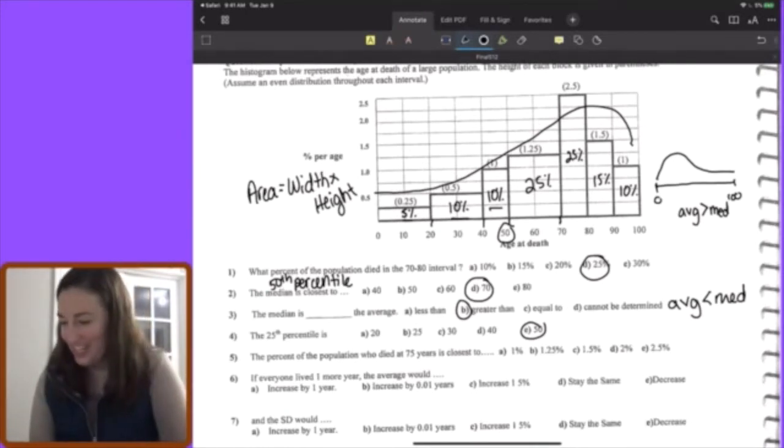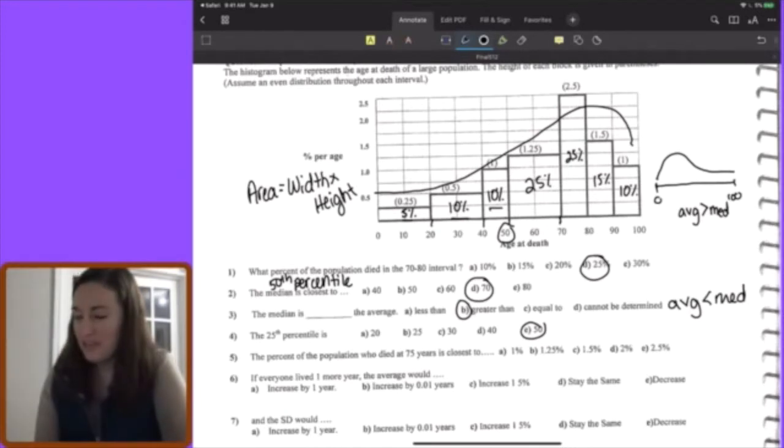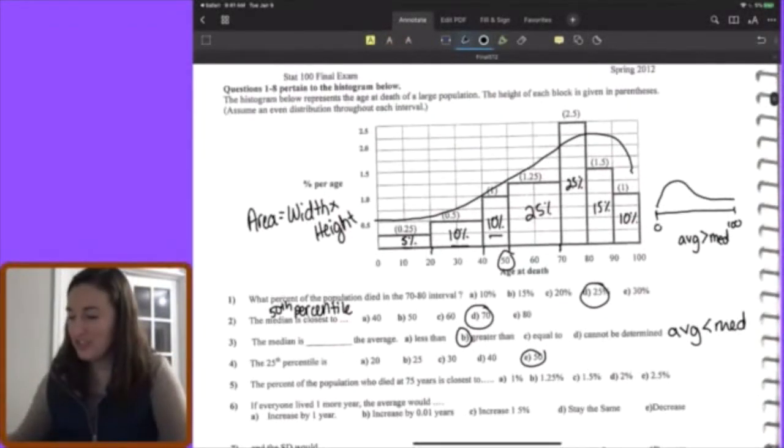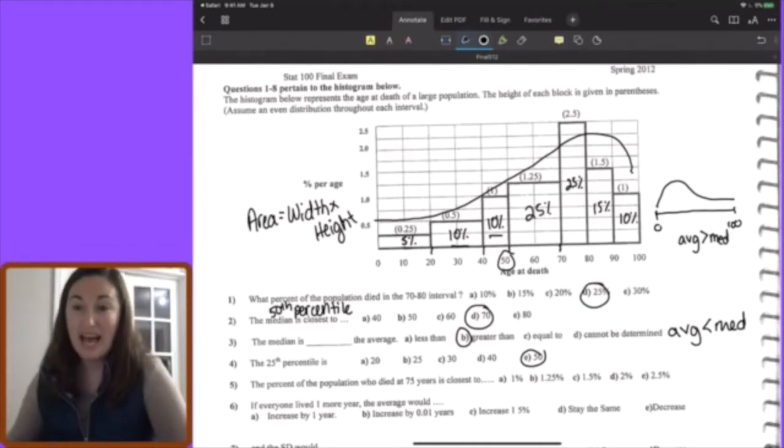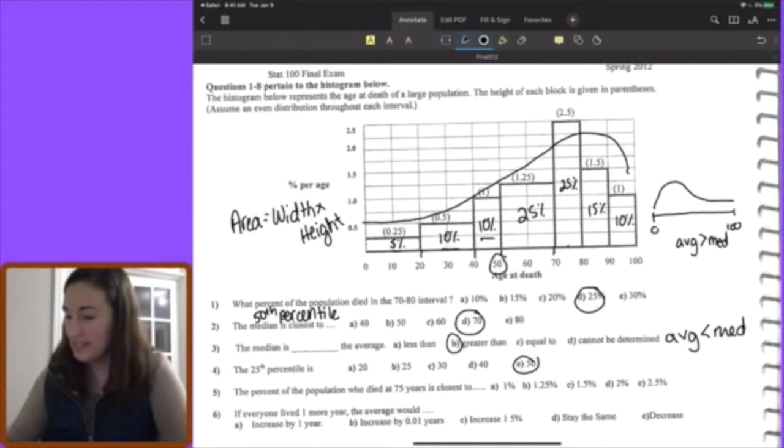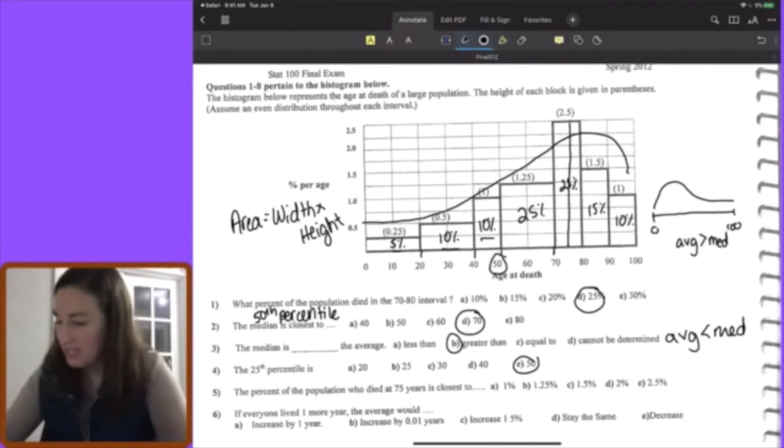And then the next question says the percent of the population who died at 75 years is closest to what? So this is interesting, because we know that 25% of the population died between 70 and 80 years, but right exactly at 75 is like this part of the histogram. It's this little sliver of that block.